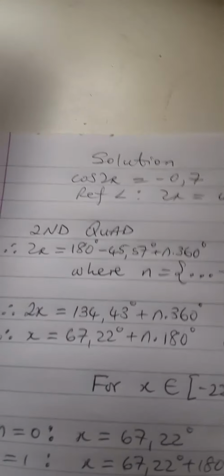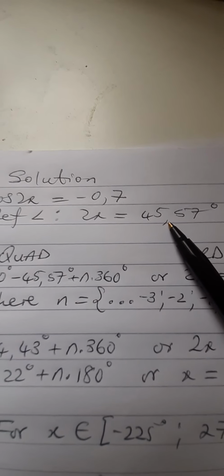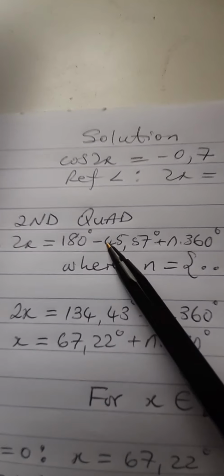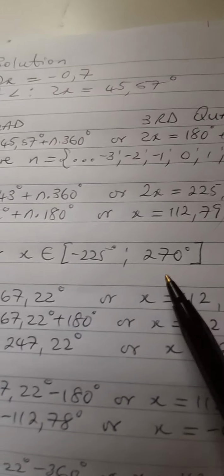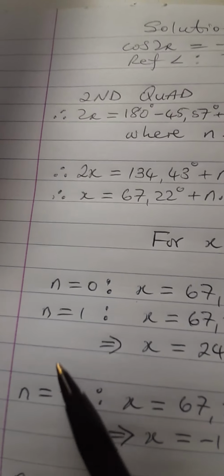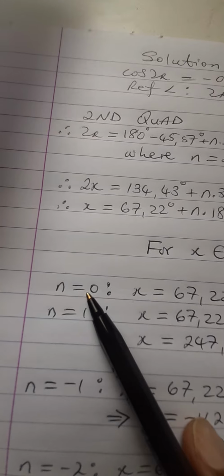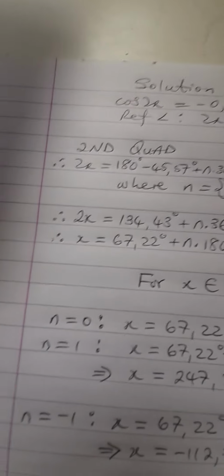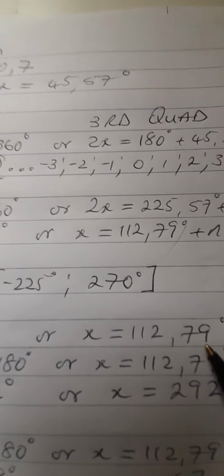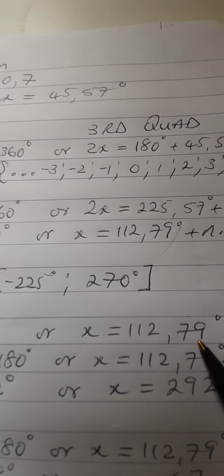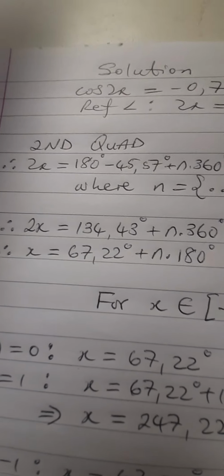Remember, because your cos was negative, firstly you managed to get your reference angle. Because it's negative, it's going to be in the second as well as the third quad. Then you have your reference angle. Now you want to find the solution within the given interval. Let's start with n equal to 0. It means in the place of n, you put 0. You get 67,22 degrees and 112,79 degrees. They are part of our solution because they fall within this range.